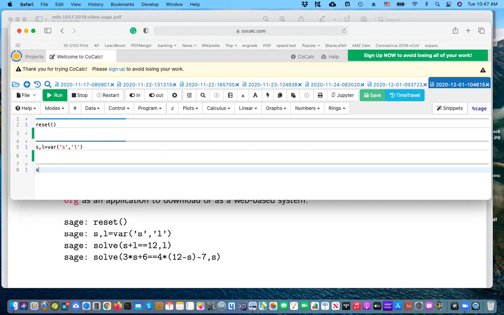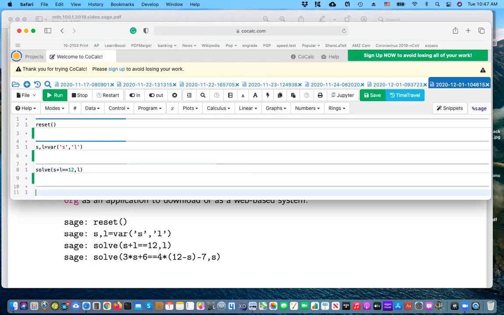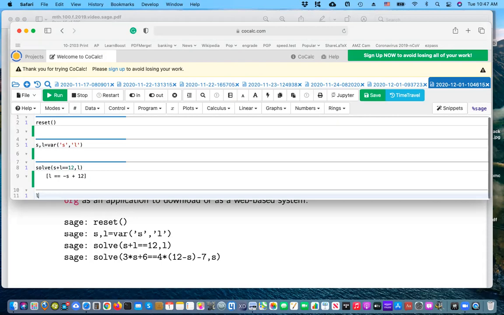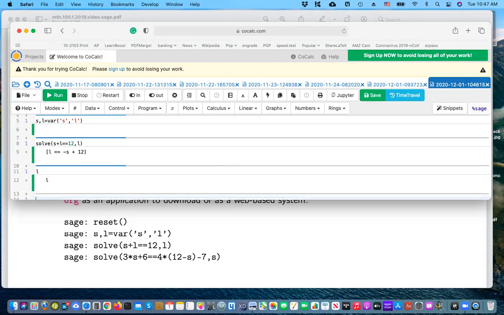So I'm going to do this now. Solve. This seems strange. We're going to solve an equation now. The small number plus the large number is equal to 12. Yeah, we did a problem like this a while back. And we want to solve it for the letter L. I'm going to hit return now. If I type in L now, remember, shift return. L, looking at this, is represented by minus S plus 12.